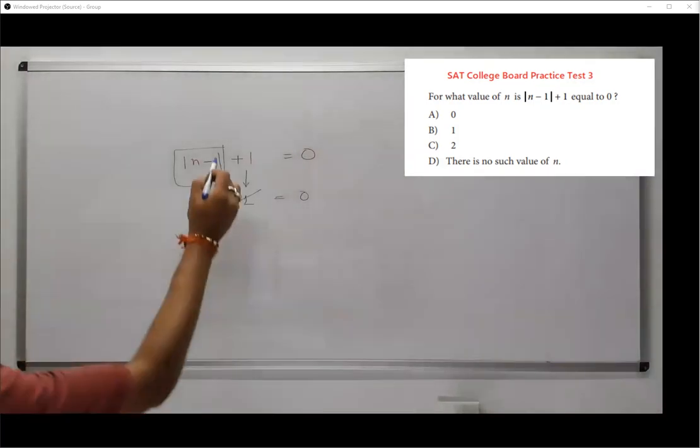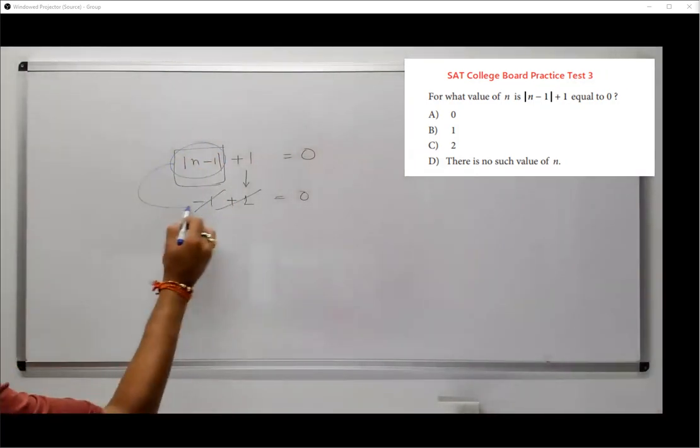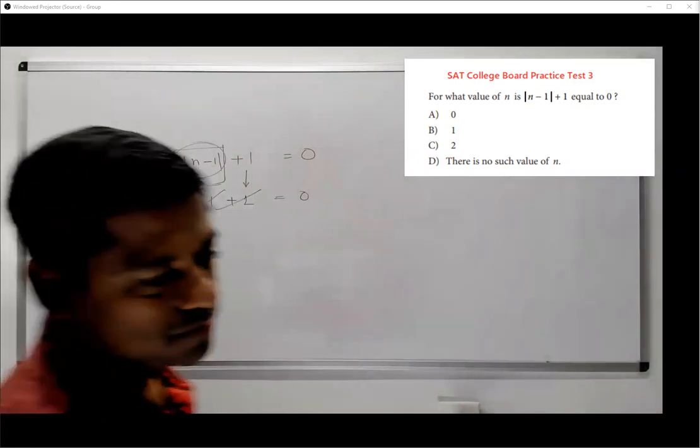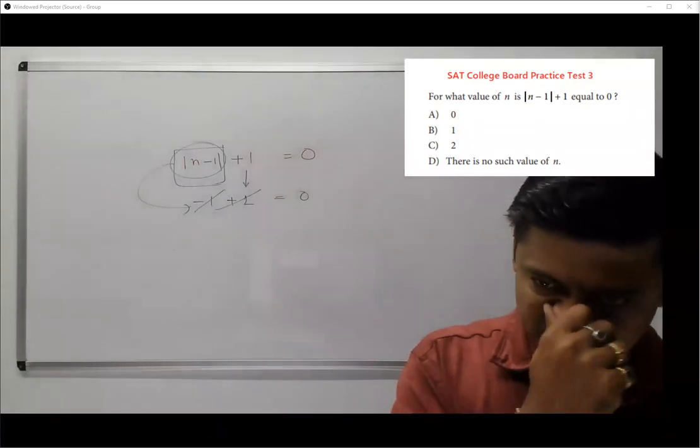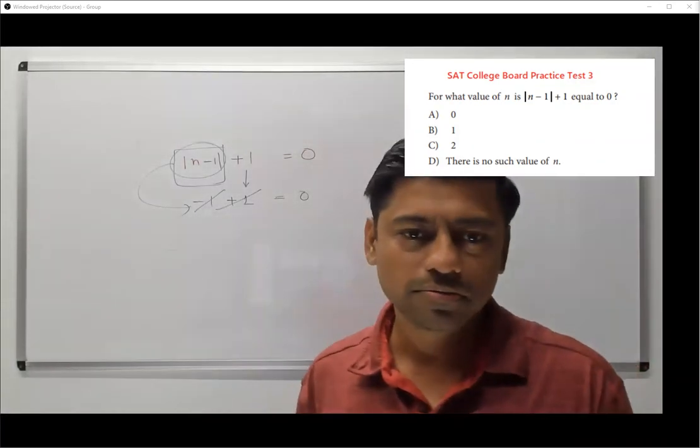Now think about whether the absolute value |n - 1| can become -1. No, I get it logically. I get it now. Okay. Are we clear?